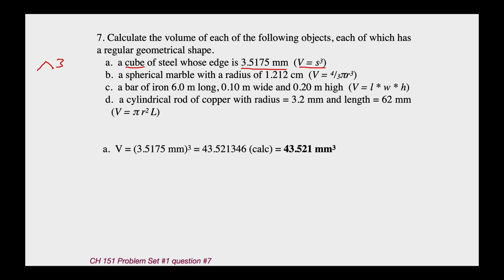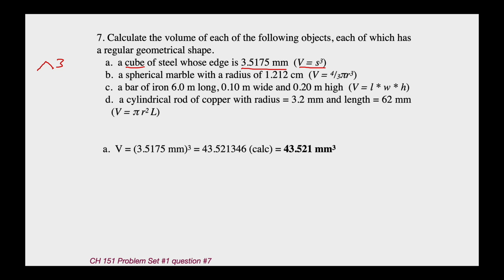On the first one, the number in the calculator, 43.521346, etc., we want to cut this off at 5 sig figs. Raising to a power is like multiplying and dividing, so sig figs in equals sig figs out. 5 sig figs, 43.521 millimeters cubed. And notice there that because we had millimeters, we ended up with millimeters cubed.